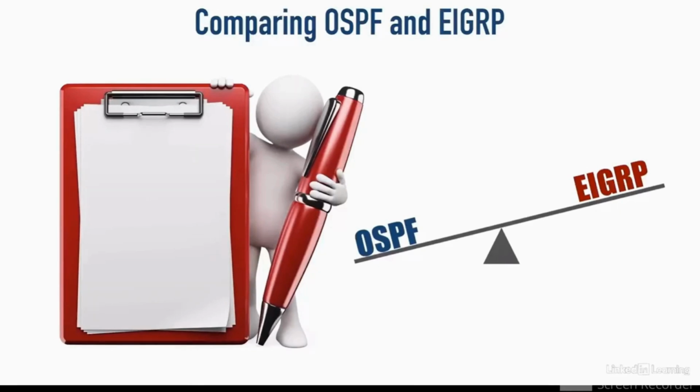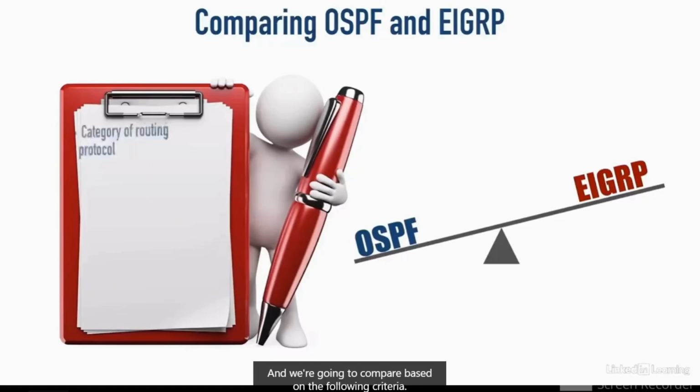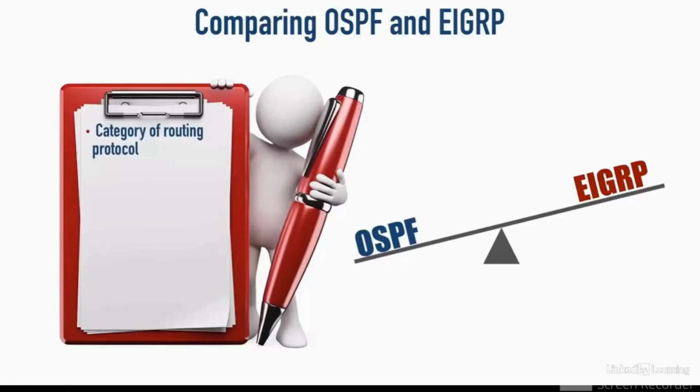You'll get more into EIGRP if you take the NARCE exam and study for that. That's one of the concentration exams as part of the CCNP Enterprise Cert Track. But here, we just want to do a high-level comparison between OSPF and EIGRP, and we're going to compare based on the following criteria. We're going to compare the category of routing protocol that each protocol falls into.